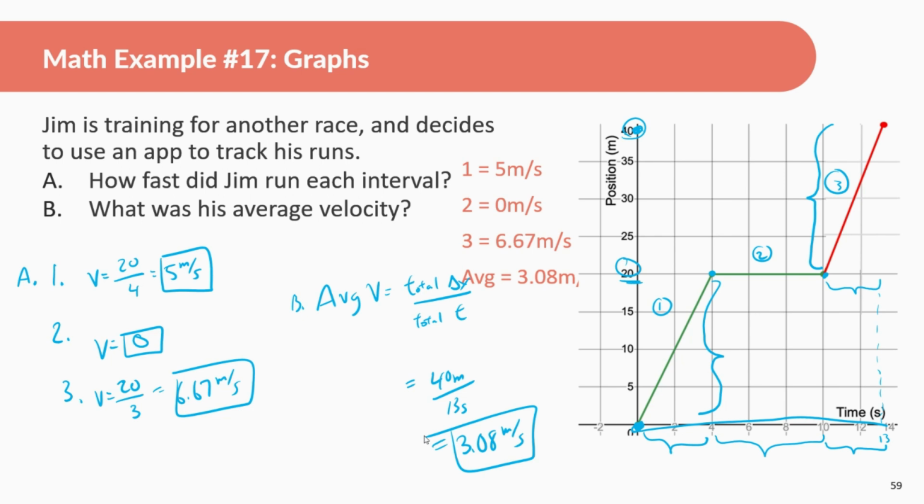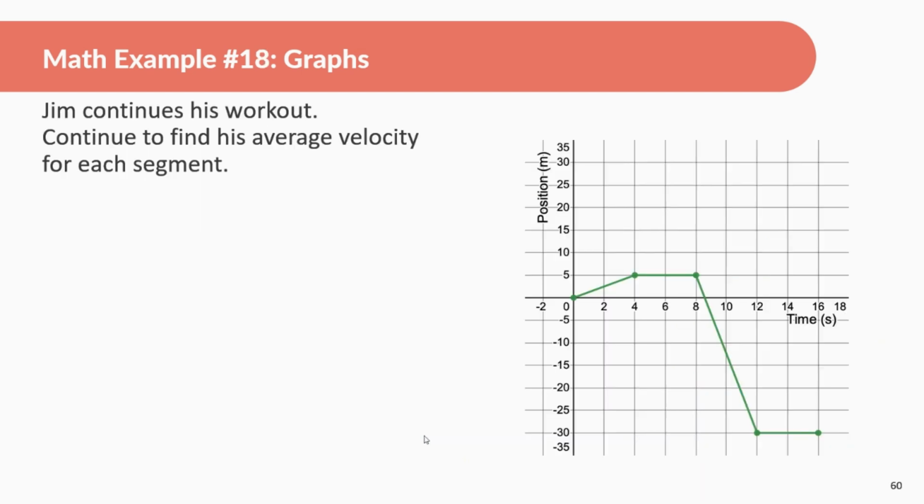All right, let's look at the next one. Jim continues his workout. Continue to find his average velocity for each segment. So we're doing 4, 5, 6, and 7. For 4, we have velocity is the rise, so we're going from 0 to 5. That's the rise. The run is going from 0 to 4, so it's going to be 4 seconds. So I'm going to do 5 divided by 4, and we get 1.25 meters per second.